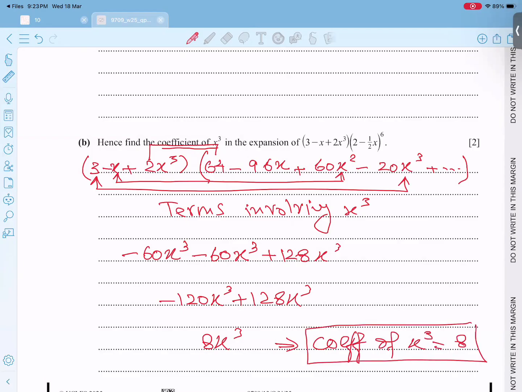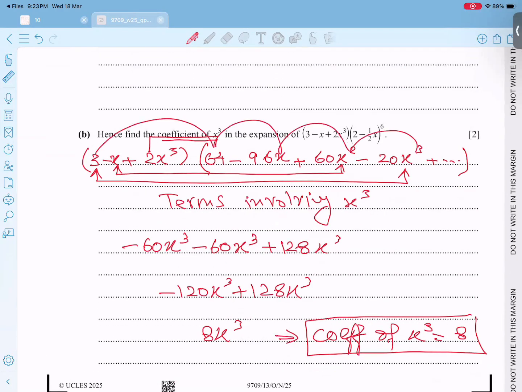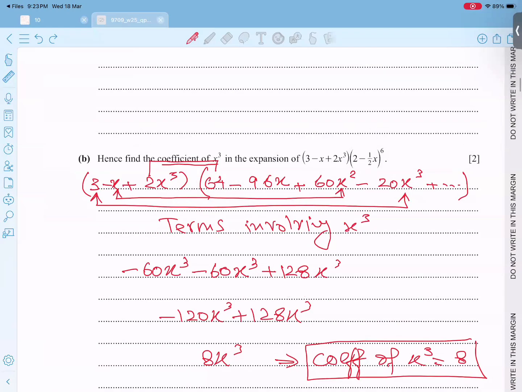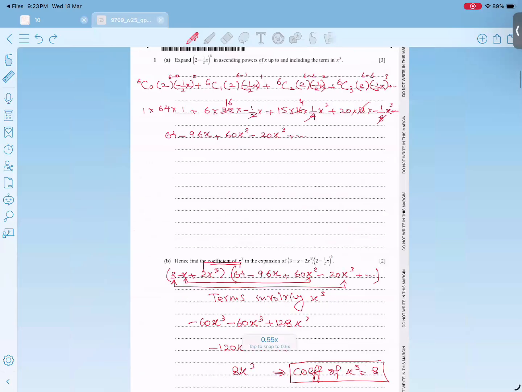So I hope the concept is very clear. Though we can go for another way, the full method means multiply, multiply, multiply, then this multiply, it will waste time. So I picked only those terms in which x cube comes. So I hope the concept of the question is completely clear.